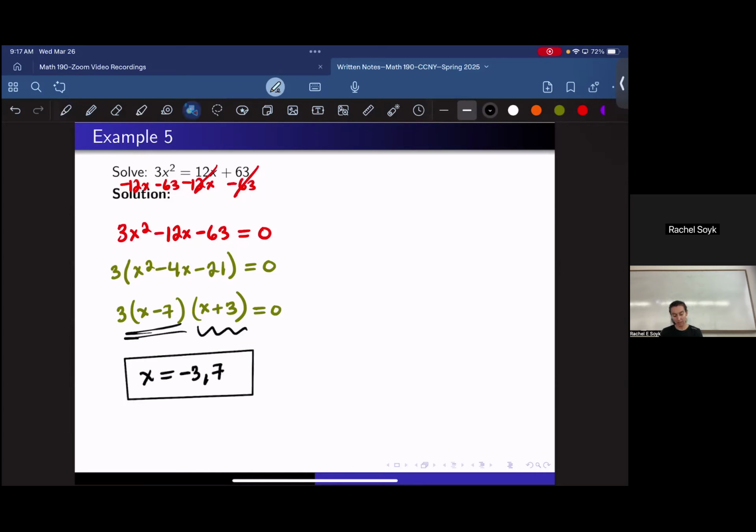And so when we check this, what do we end up getting? Negative 3 in parentheses squared is 9 times 3 is 27. And on that right-hand side, we get negative 36 plus 63 is positive 27. So that first one works. And with 7, we have 7 squared is 49. 49 times 3 is 147. And then we have 12 times 7 is 84, and 84 plus 63 is once again 147. So both of these solutions once again work.